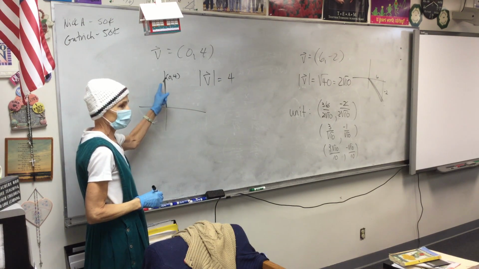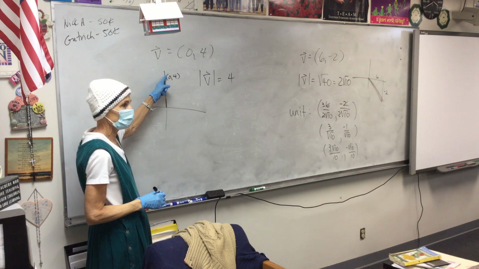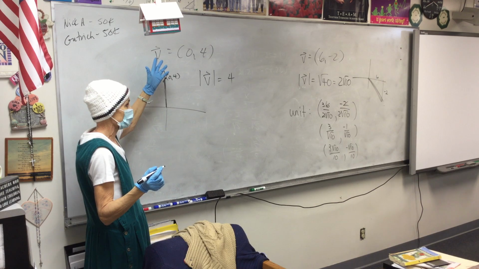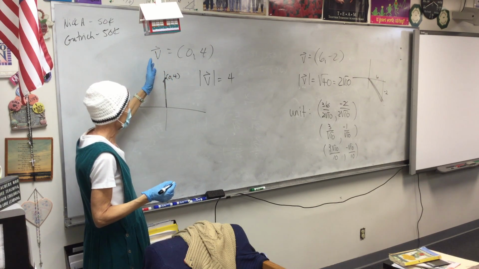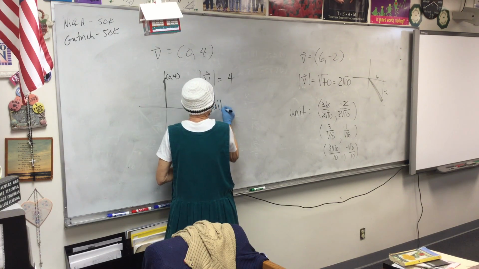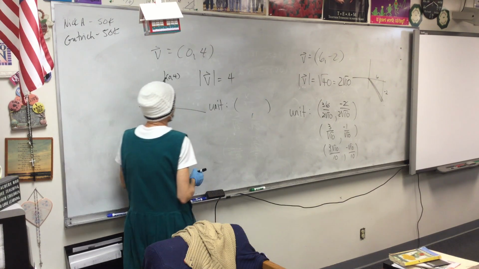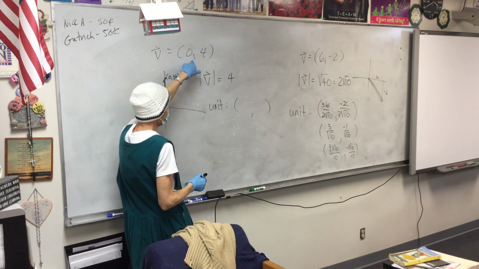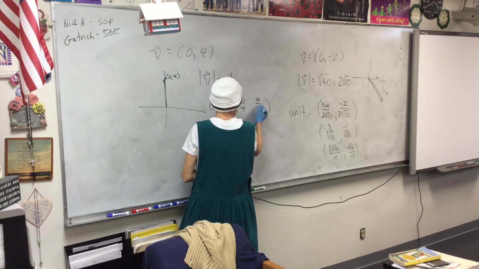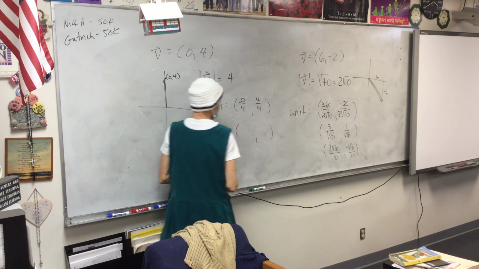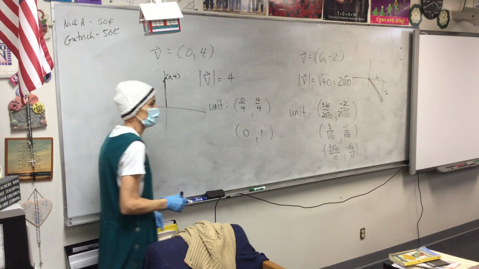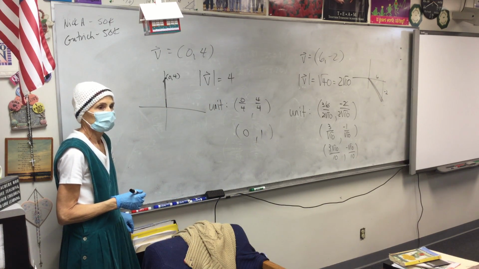When you drew that vector, didn't you count up 1, 2, 3, 4? That's how long it is. You didn't go over and up, you just went up. Now, how do you make that a unit vector? The regular way. Take the original coordinates and divide them by 4. So we end up with an answer of what? What's our final answer? 0, 1. There's your unit vector.